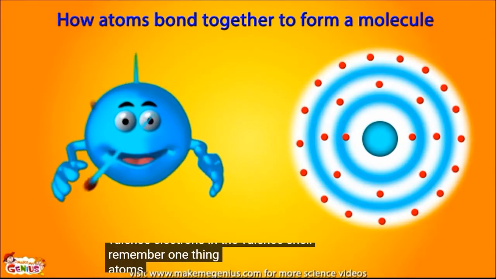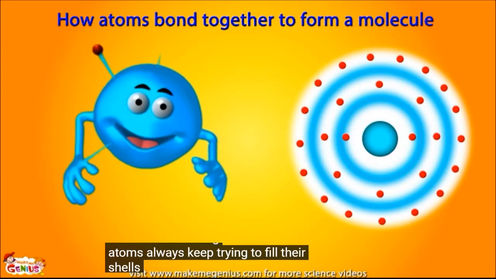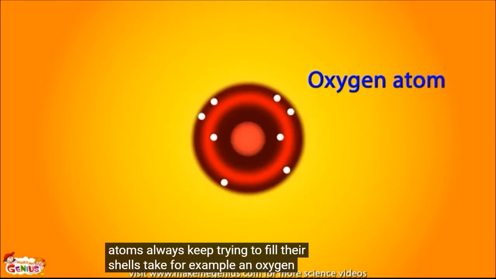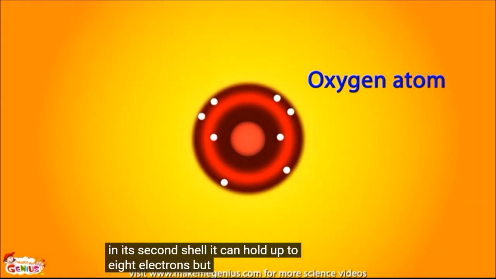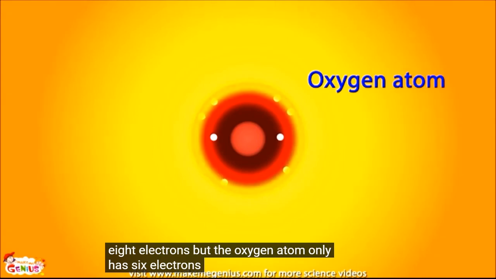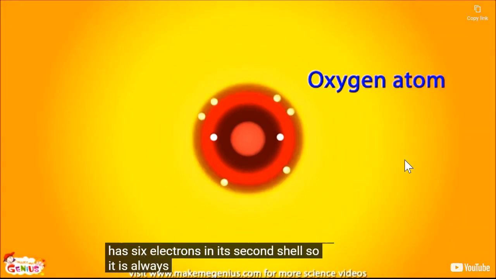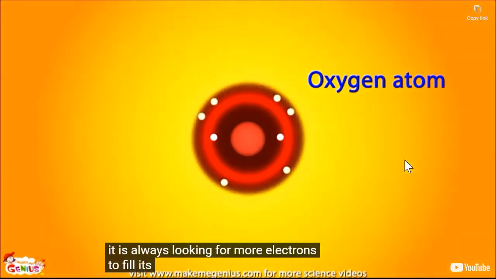Remember one thing, atoms always keep trying to fill their shells. Take, for example, an oxygen atom. In its second shell, it can hold up to 8 electrons, but the oxygen atom only has 6 electrons in its second shell, so it is always looking for more electrons to fill its shell.